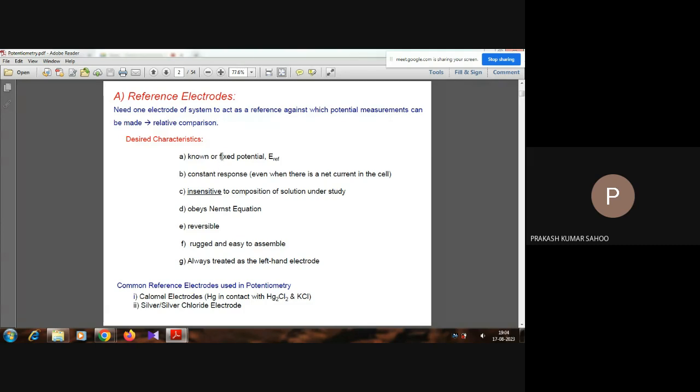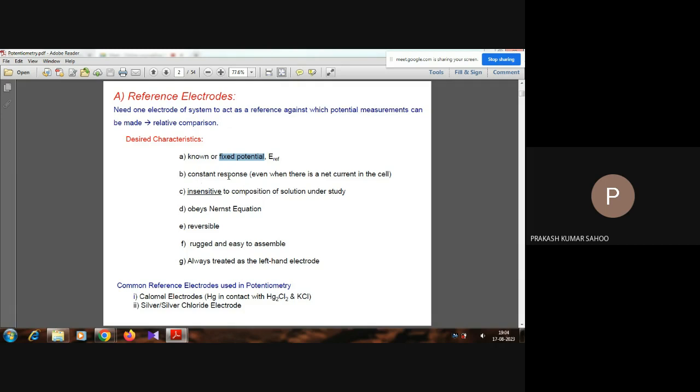It should have a fixed potential. This is very important. Like the standard hydrogen electrode, which has a potential of 0 volt, which is fixed. Whether it is coupled with a higher reduction potential element or a lower reduction potential element, it does not affect the potential of the standard hydrogen electrode, that is 0 volt. If it is coupled with zinc, it gives a potential of 0 volt. If it is coupled with copper, it also gives a potential of 0. So that means the potential should be fixed.